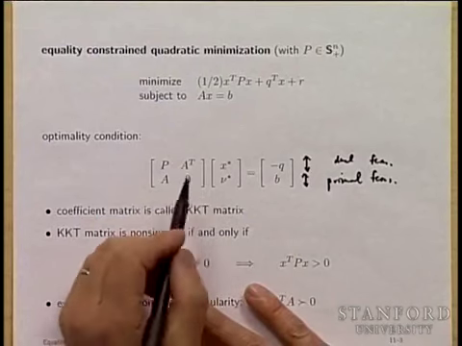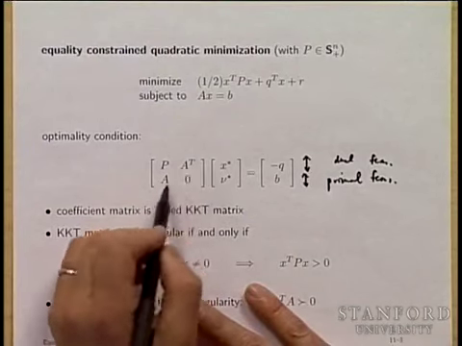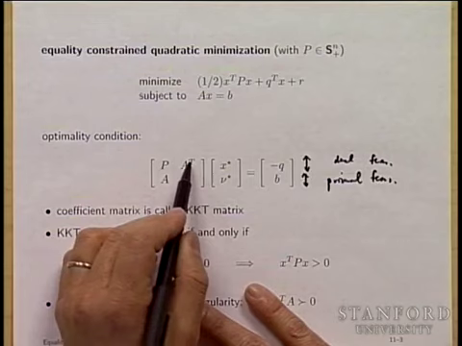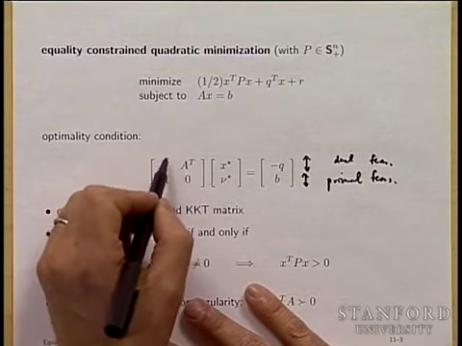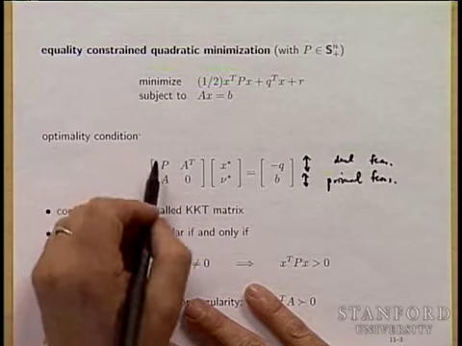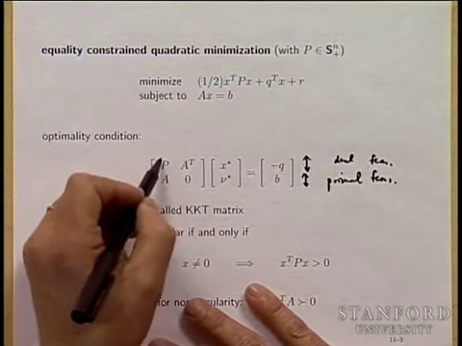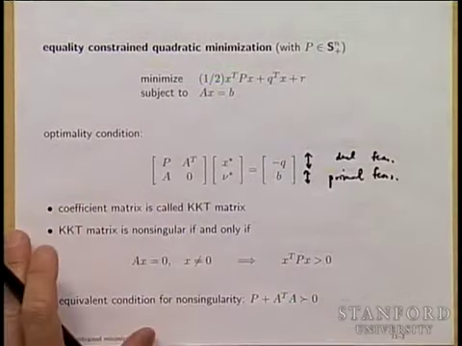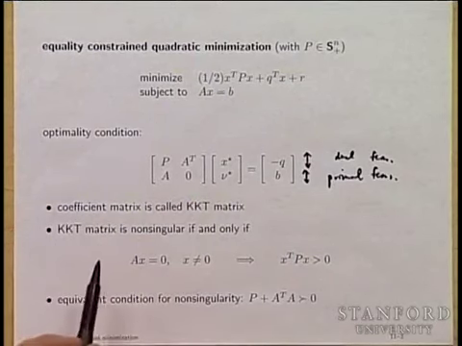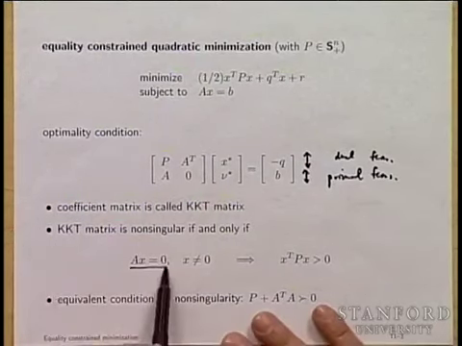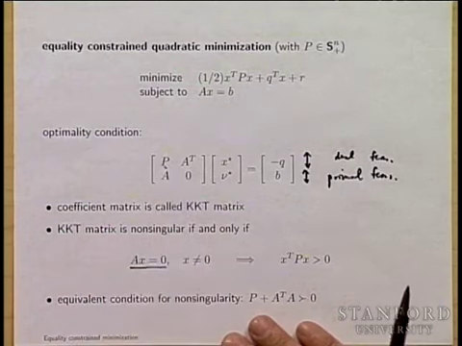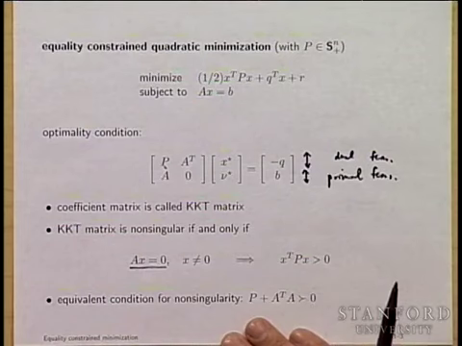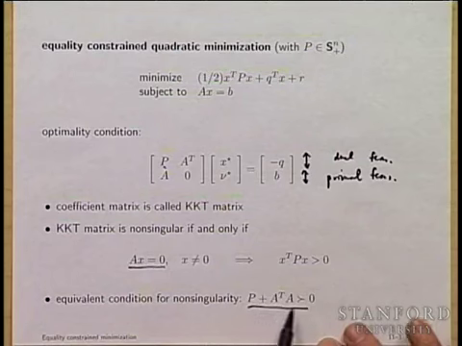It looks like this. Its bottom right is a 0. It's got an A and an A transpose here. And it's got a positive, we'll assume positive semi-definite, 1-1 block. So that's a so-called KKT matrix. And it's non-singular if and only if the following is true. On the null space of A, P is positive definite. That's exactly the condition, and it's completely equivalent to P plus A transpose A being positive definite. Period.